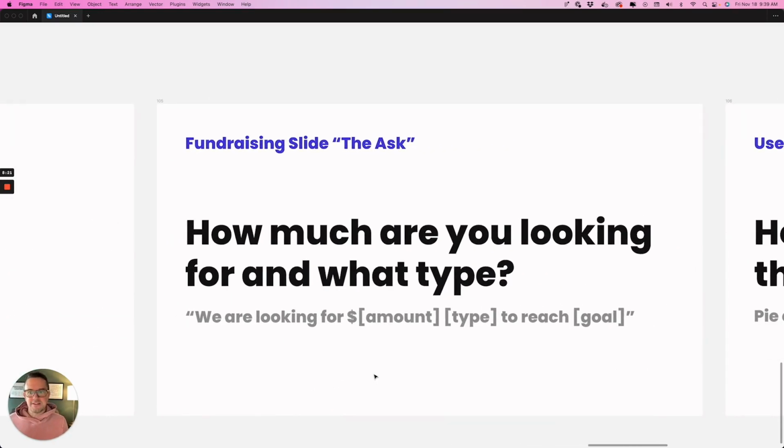Then we have the ask, right? We get to how much are you looking for and what type of investment. So we're looking for this amount of money, in a Series A, to reach this particular goal. Now notice I tied the money. You tie the money to a particular goal in a specific time frame.